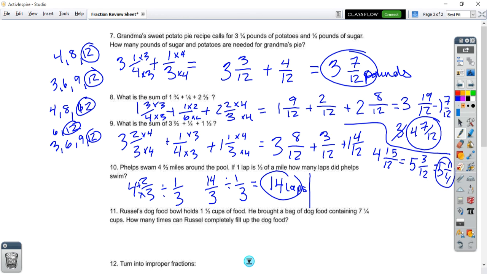If you decide to use the multiply-by-the-reciprocal way, that would be 14 thirds times the reciprocal of 1/3, which is 3 over 1. These are the same, so they can cancel out. I divide by 3. I divide by 3. And I get 1. I get 1. 14 times 1 is 14. That's my solution.